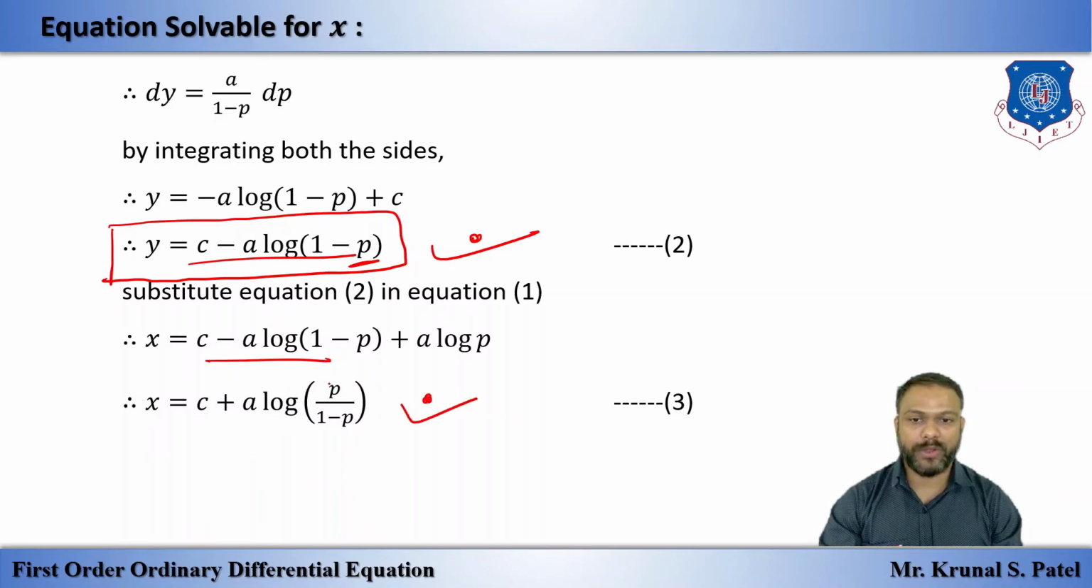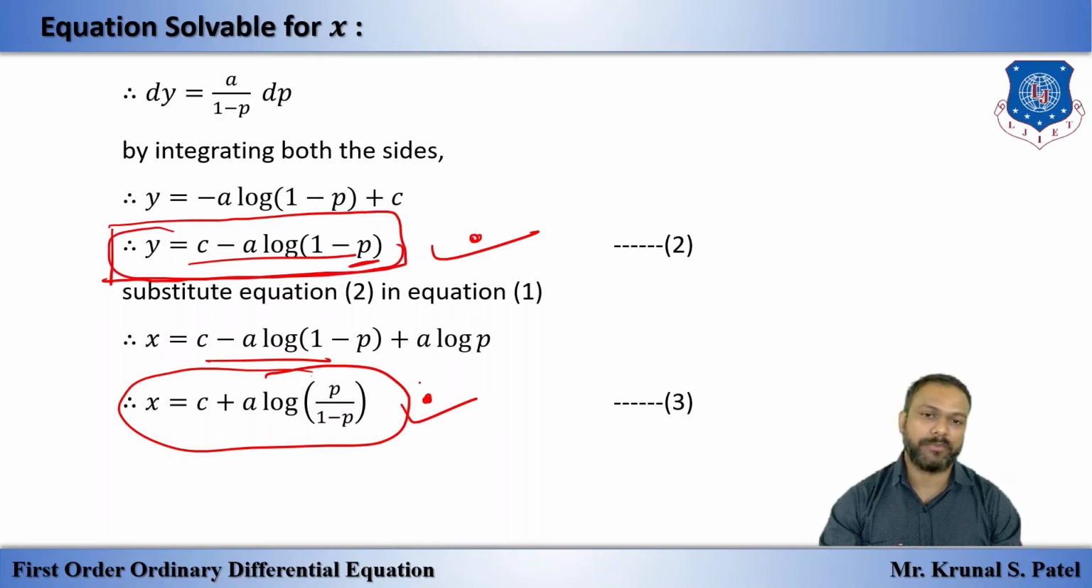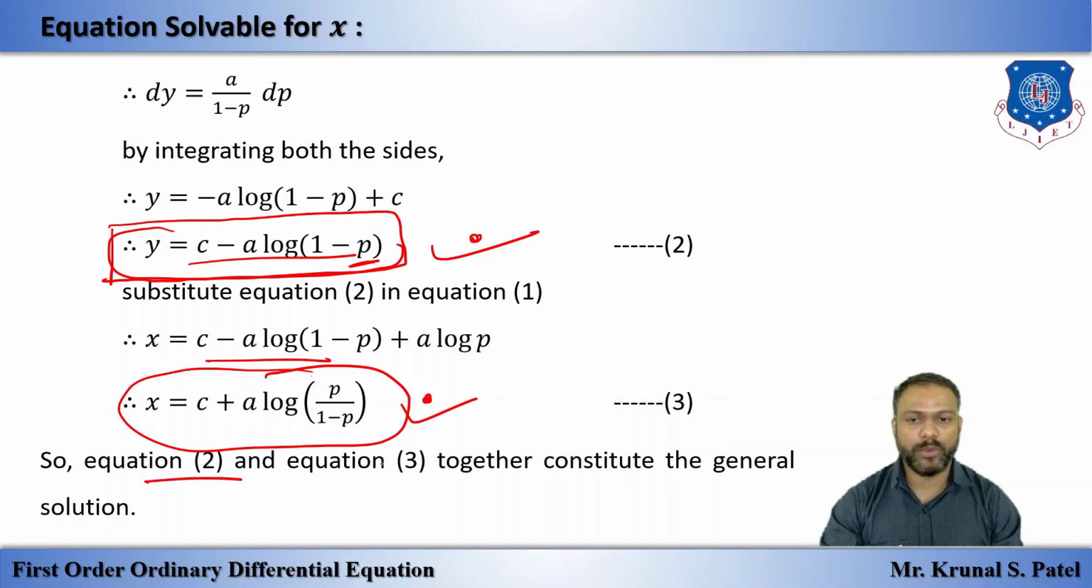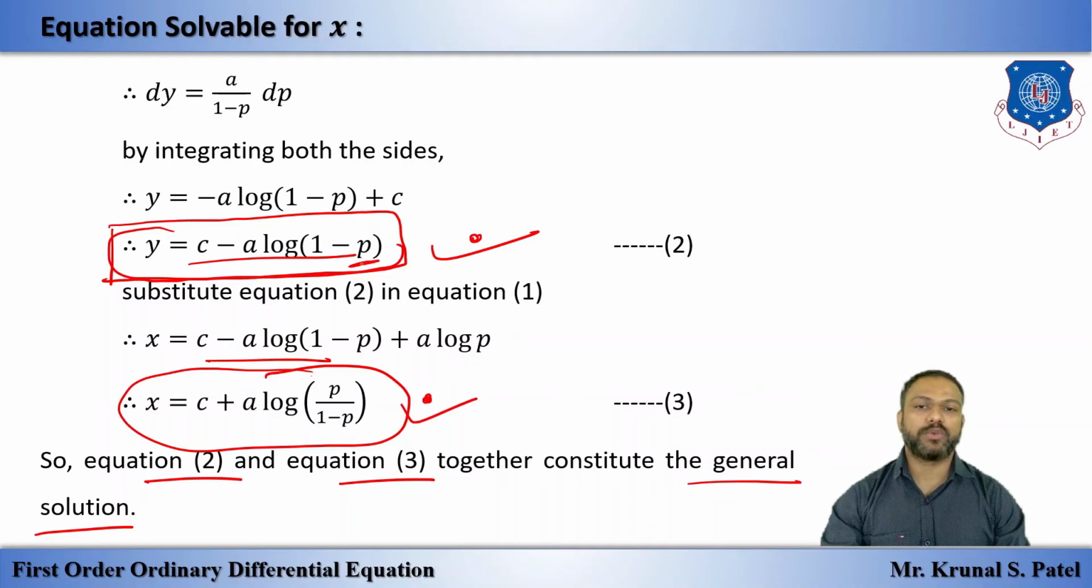So we have two answers. This x is equal to this in terms of p, and y is equal to this in terms of p. So equation number 2 and equation number 3 together constitute a general solution. Whenever we are not able to remove this p from the solution, we will consider this as a solution, as well as we will put the value of y in the original question, and this is also the solution. So we have two equations together become our general solution.